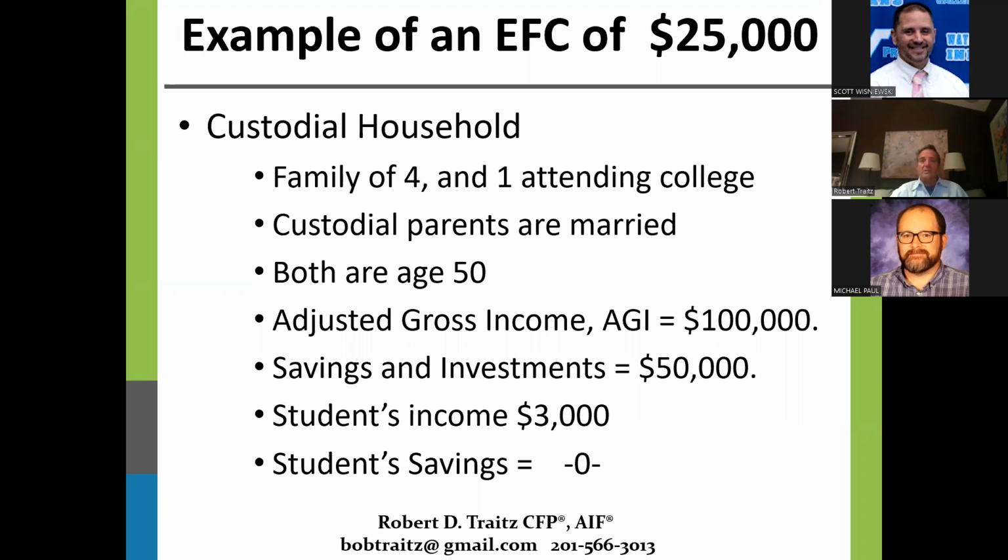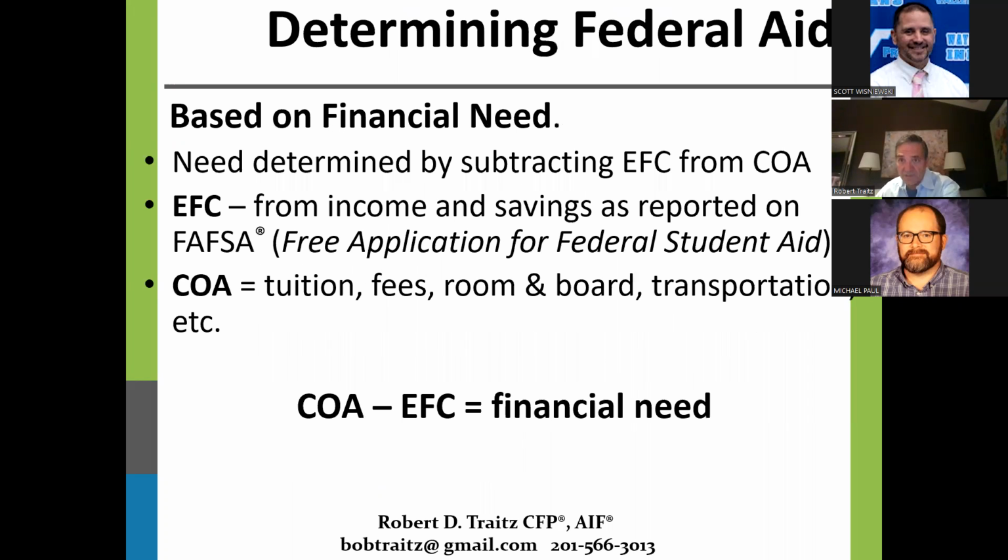I mentioned to you earlier that the parent's income is assessed at 22 to 47%. A student's income over $6,000 is assessed at 50%. A parent's assets, savings and investments, assessed at a little bit under 6%. Student's assets, 20 cents on the dollar. So you don't want to have the student earn too much money, and you don't want to have the student have too much in their name. So let's see how we determine financial aid.